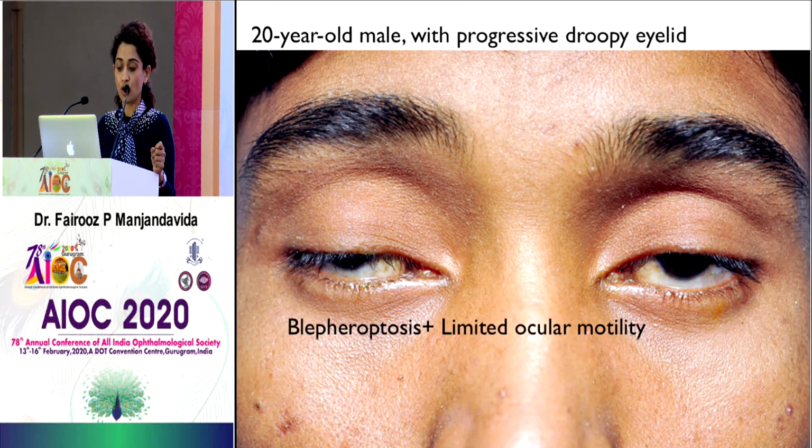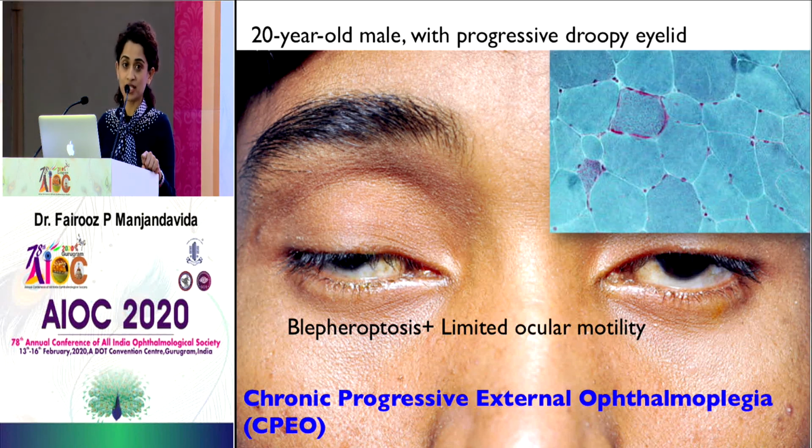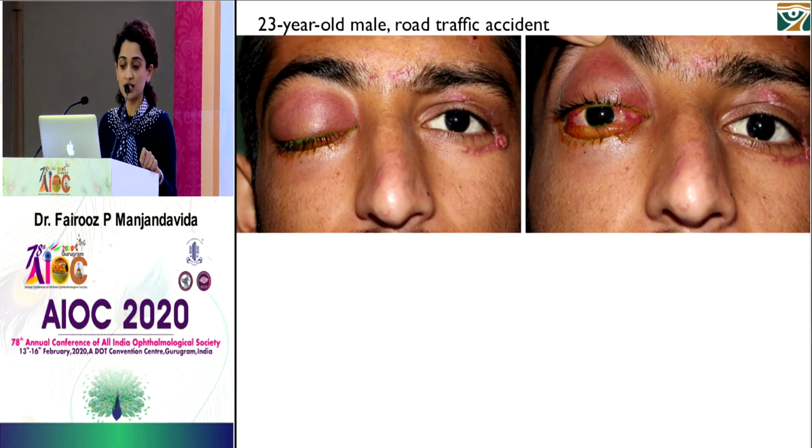What about a young patient, a 20-year-old male with progressive droopy eyelid, and he has ocular motility limitation also? What would you think of? CPEO, chronic progressive external ophthalmoplegia. How do you confirm it? Muscle biopsy, all right? Ragged red fibers, and it's very, very important when you're suspecting a CPEO.